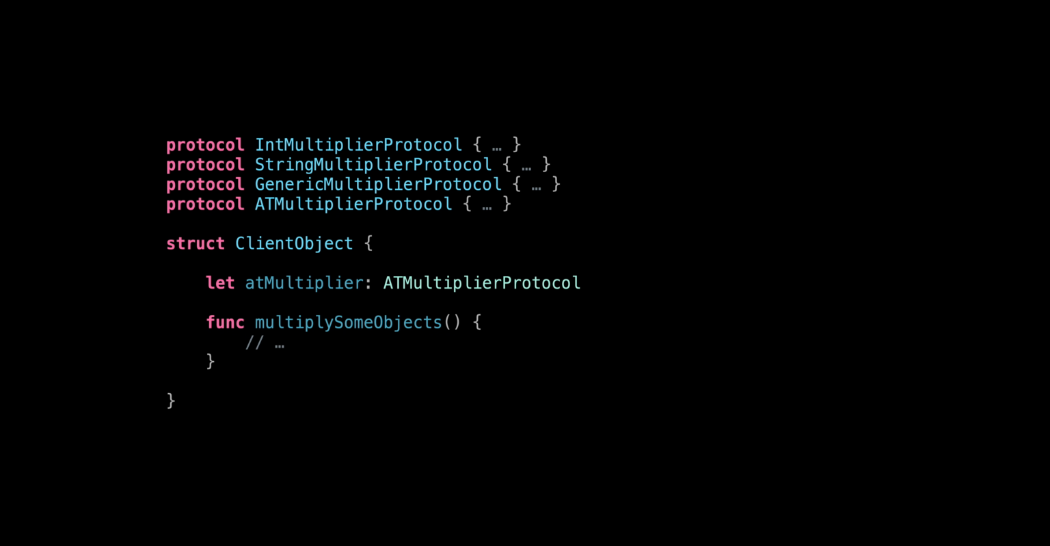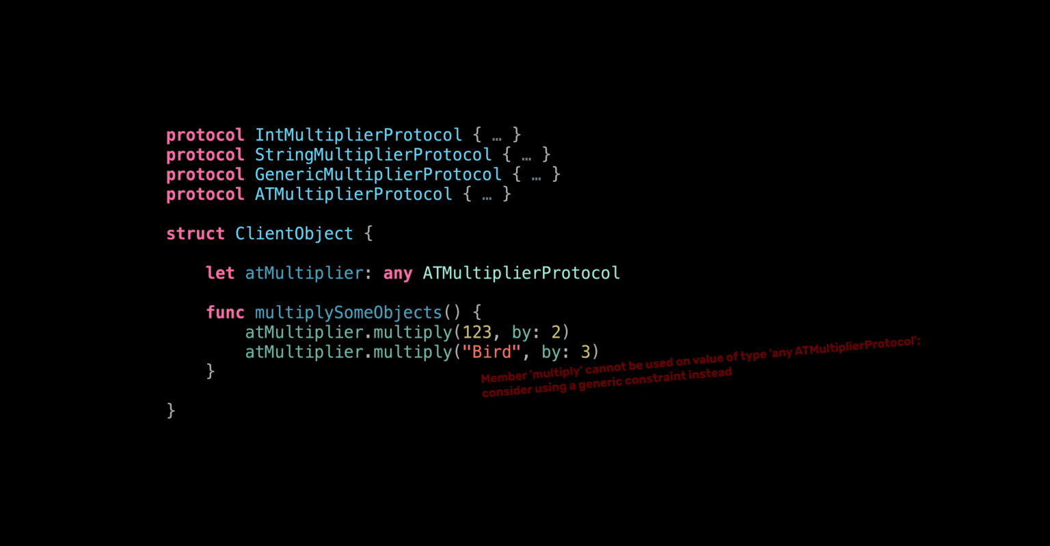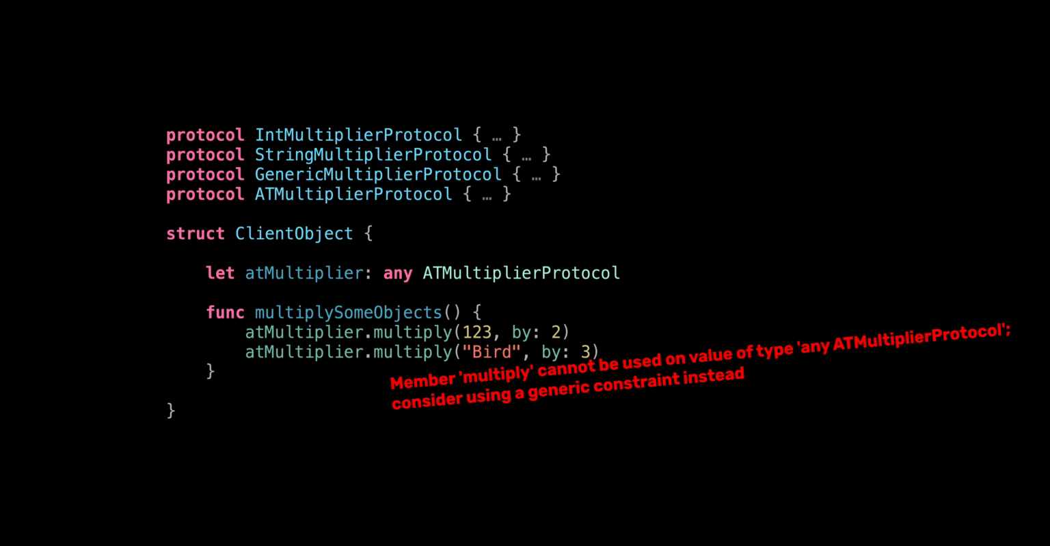And now let's see what we have with associated types. The first thing you'll notice is that you can't declare a property the same way as before. This time, you'll have to use the any keyword. This keyword was introduced in Swift 5.6, and it's actually meant to transform protocols into existential types. But in this case, it still won't help you. Let's see why this happens.